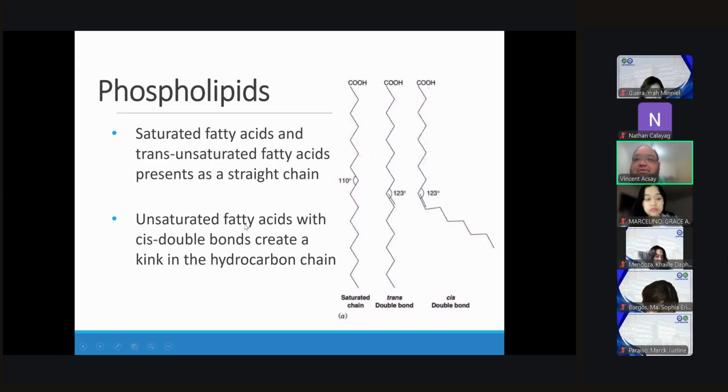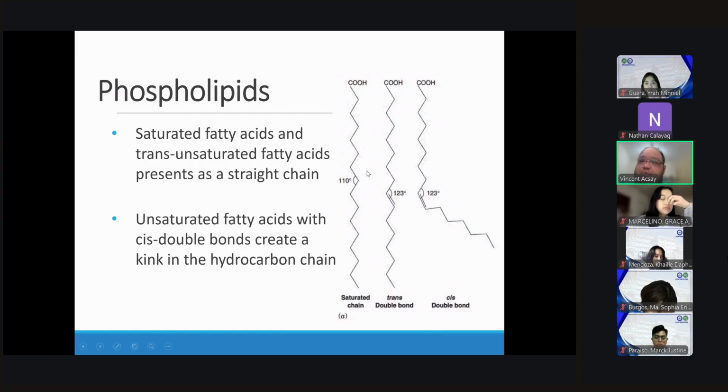Typically your phospholipids can have saturated fatty acids, and with trans unsaturated fatty acids, they present as straight chains. You will see here, this is a saturated fatty acid with no double bonds. The typical angle that they form is about 110 degrees. No need to be specific on these numbers. These are just examples that I want to show.